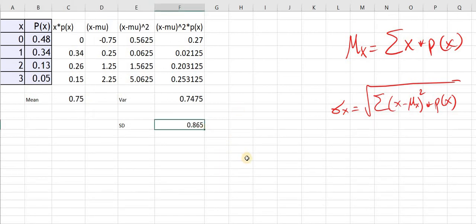So I hope this video helped you understand how to compute the mean and how to use that to compute the standard deviation, and also how to find the variance using the formulas provided.